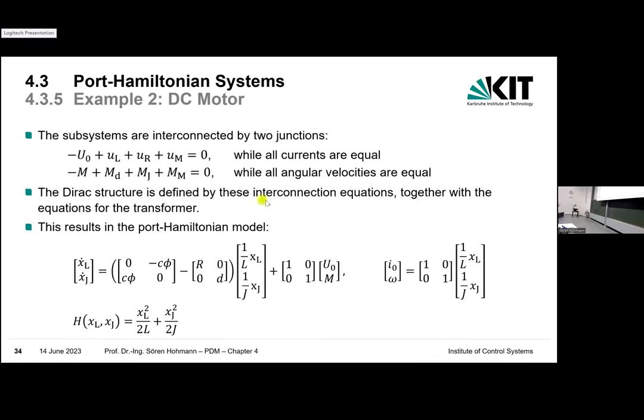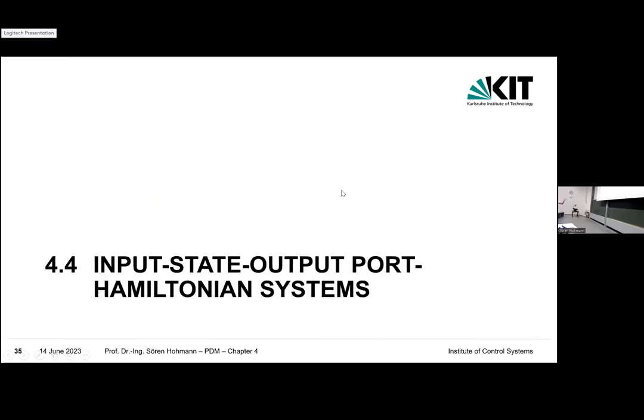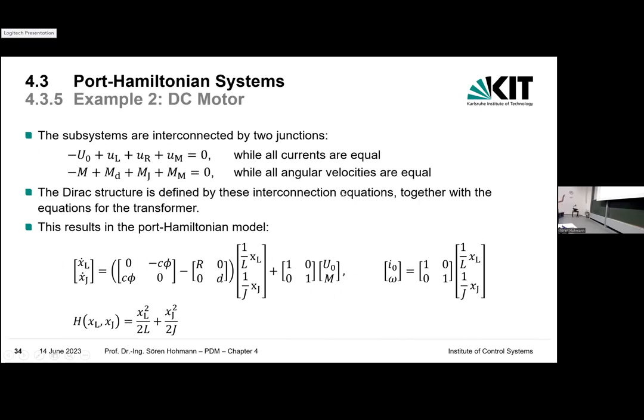So therefore, grouping all together, we have the current equation, the voltage equation, the flow equation, if you like, and therefore we have the direct structure. And if we put other things together, we end up with this equation here. You can do it at home.